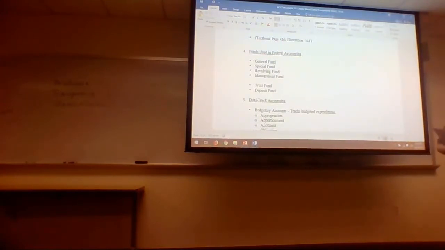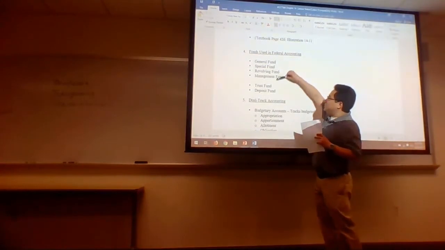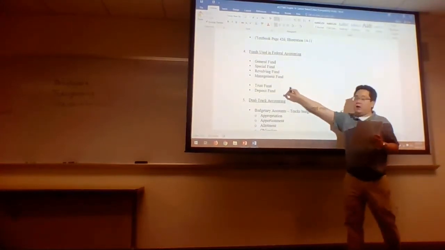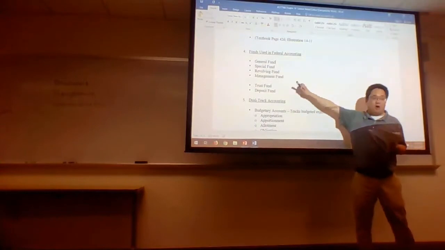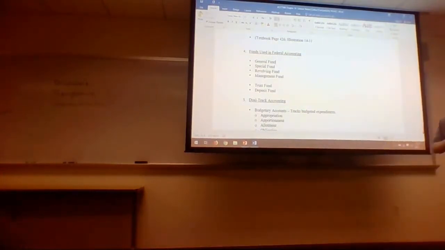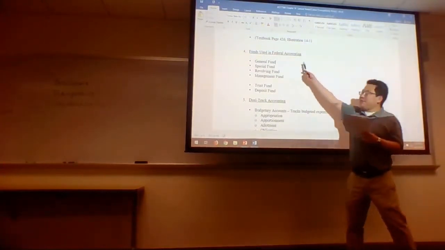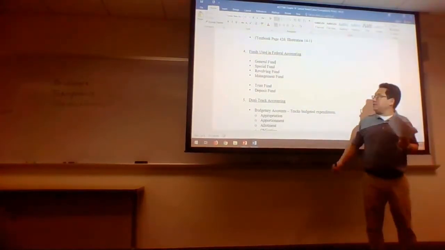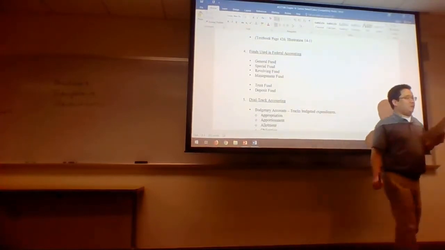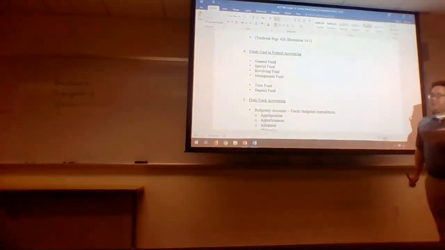The federal government also uses funds as well. You can see that they have 6 different funds listed. The first 4 are the most commonly used funds, and the last 2 are not always used by every department within the federal government. The general fund is one fund for the entire government. It is just like the general fund for state and local governments. The general fund is used to account for core governmental activities.